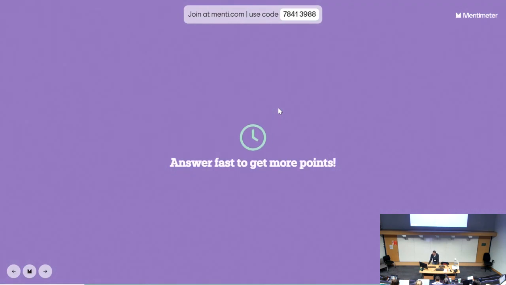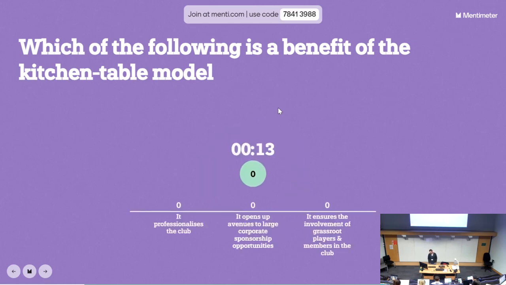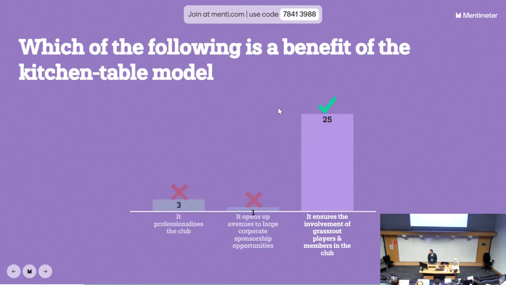Question 2. Which of the following is a benefit of the kitchen table model? Professionalizes the club and opens up opportunities for large corporate sponsorship, or ensures the involvement of grassroots players and members in the club. Yep, so we have that continuing involvement of people that are actually playing the sport in whoever's running the club. Okay.